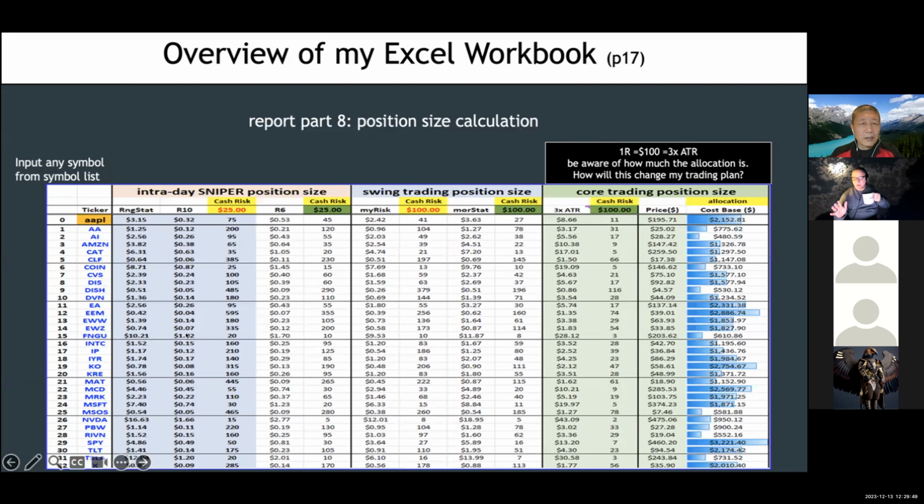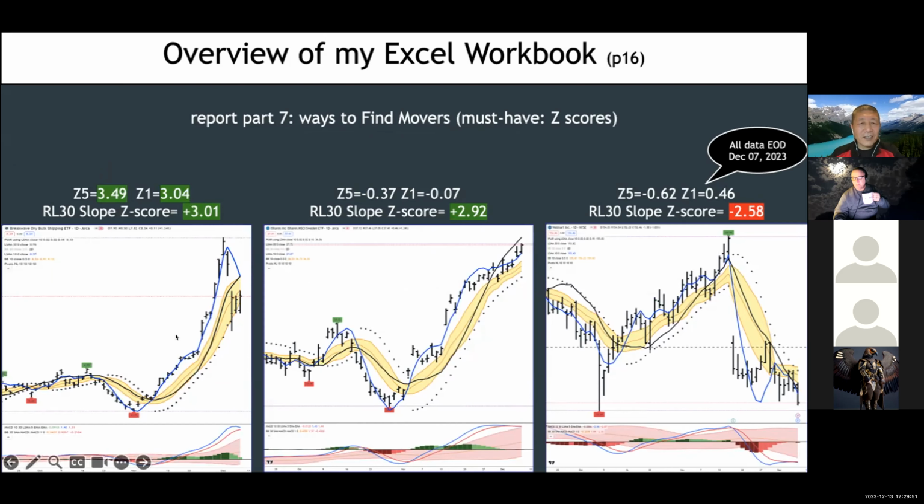I love the RL30 Z score slope. That to me is the most important indicator, because you see the turning points. Exactly. The RL30 is the owl, and the Z score on that is the health of the owl.